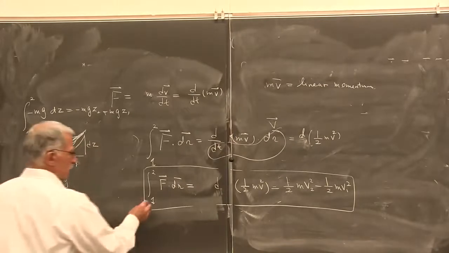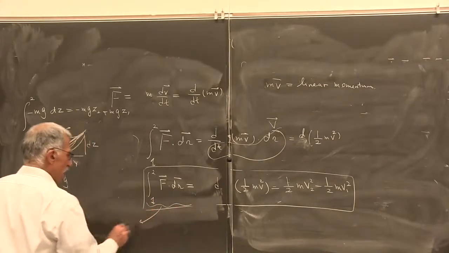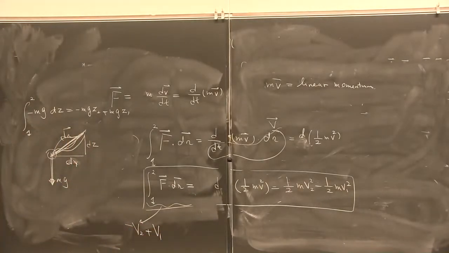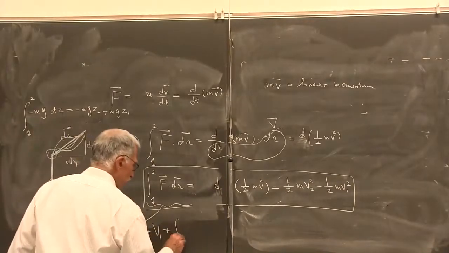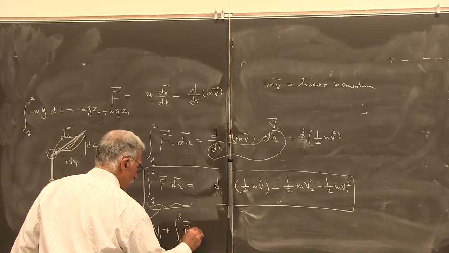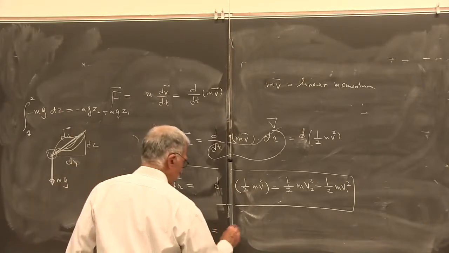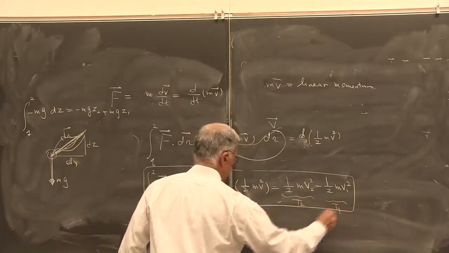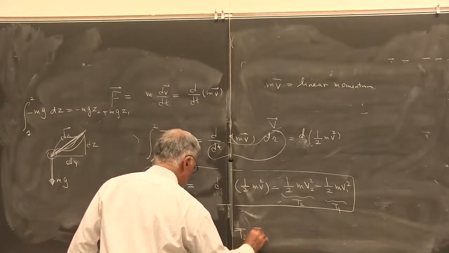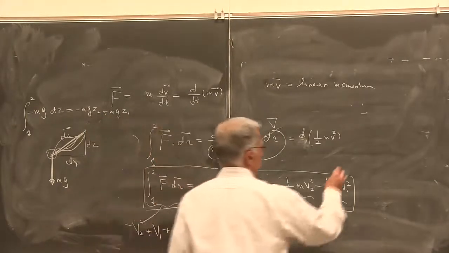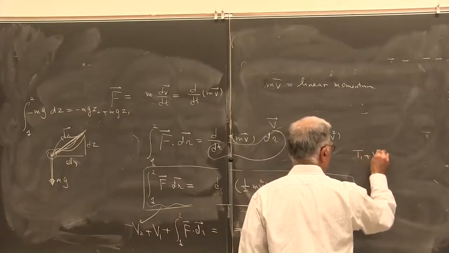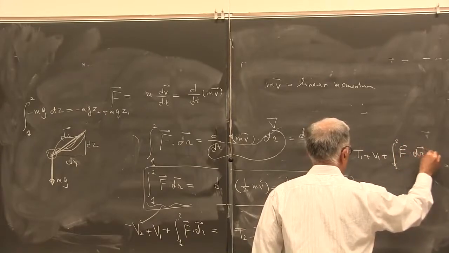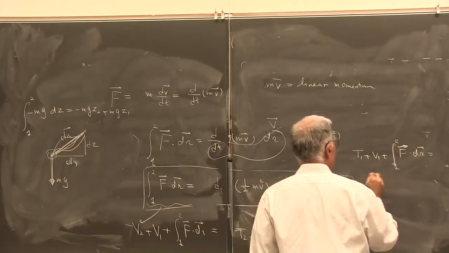So if the force is conservative, we said that this portion you can call minus V2 plus V1, plus the integral of the non-conservative force from 1 to 2 of F dr, is equal to 1/2 mv2 squared minus 1/2 mv1 squared. We can call this kinetic energy at stage 2 minus kinetic energy at stage 1, that would be T2 minus T1. Or you can say T1 plus V1 plus the integral from 1 to 2 of F dr is equal to T2 plus V2.